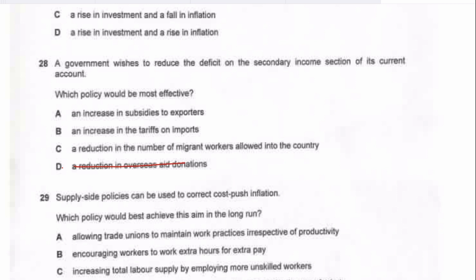So basically, if the government reduces the amount of donations it makes, there would be a lower outflow in your secondary income compared to previous years or months, because donations are recorded in the secondary income in the current account. So that would reduce the deficit on your secondary income section. So D is the correct answer, reduction in the overseas aid donation. Basically, a reduction in the donations that are made by a country.